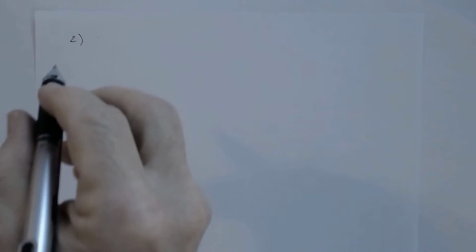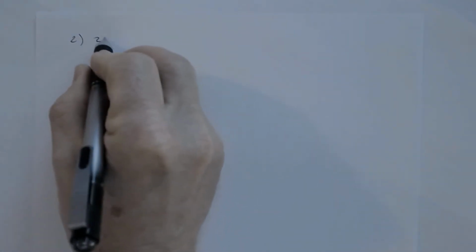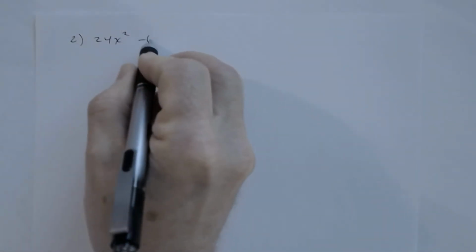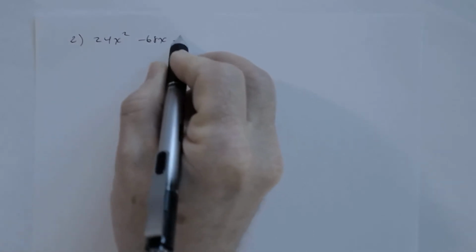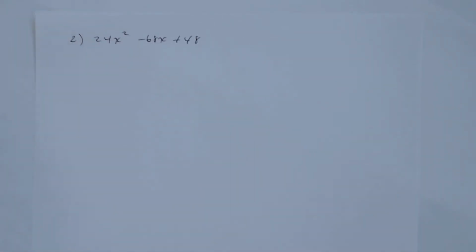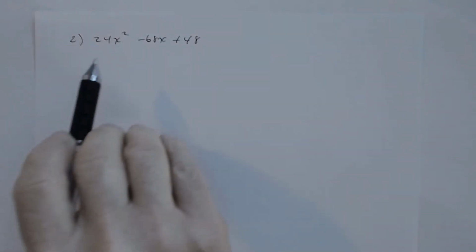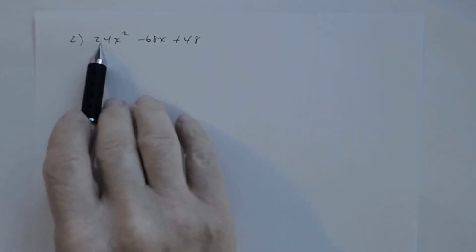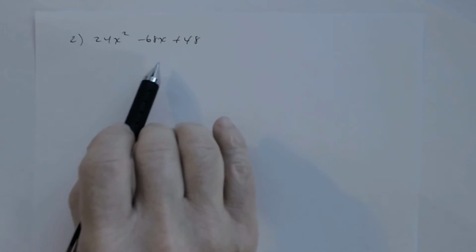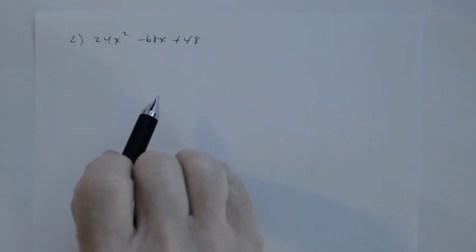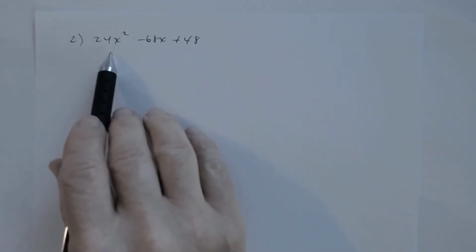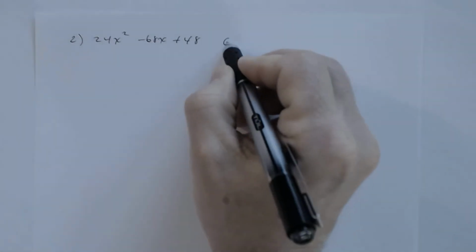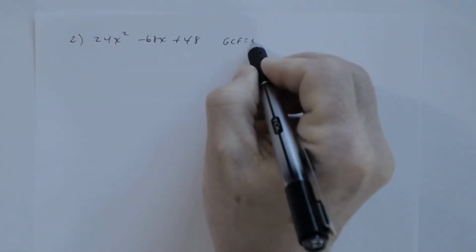Okay, so number 2, we have 24x squared minus 68x plus 48. All right, so that's number 2. So 24x squared minus 68x plus 48. Okay, so again, look for the GCF. So if I look at number 2, 24x squared, negative 68x, and positive 48, the GCF, the greatest common factor, is 4. So the GCF here is 4.